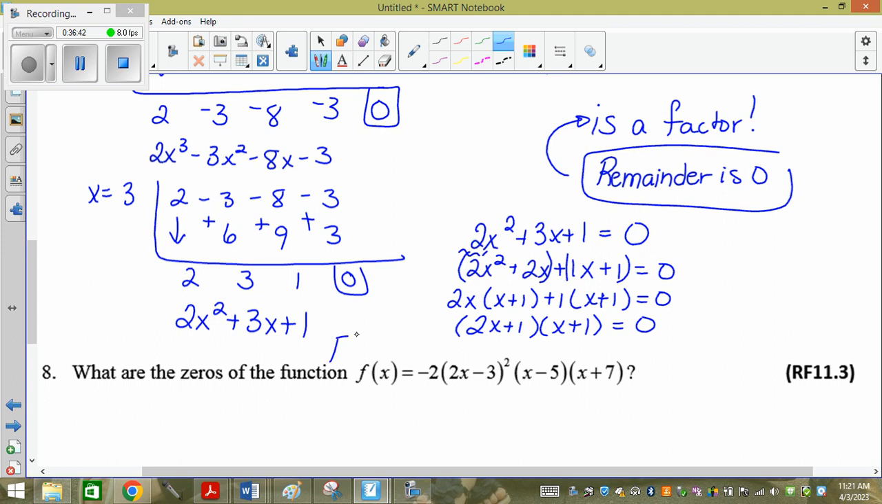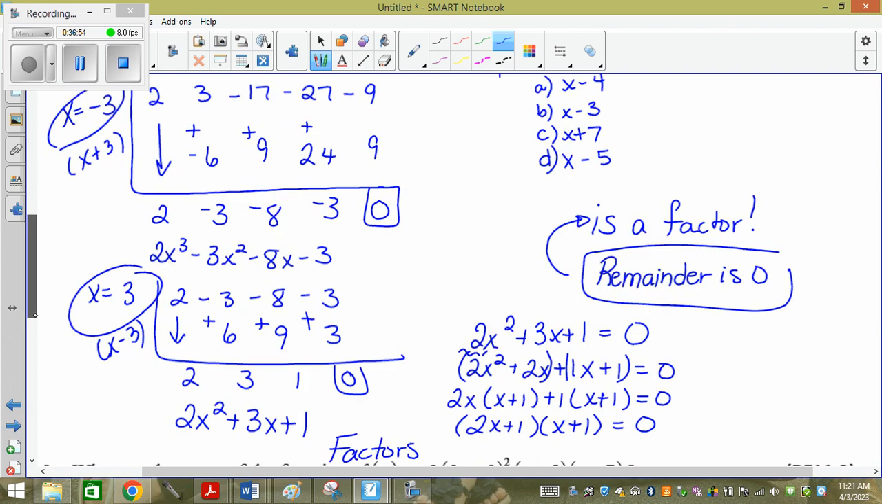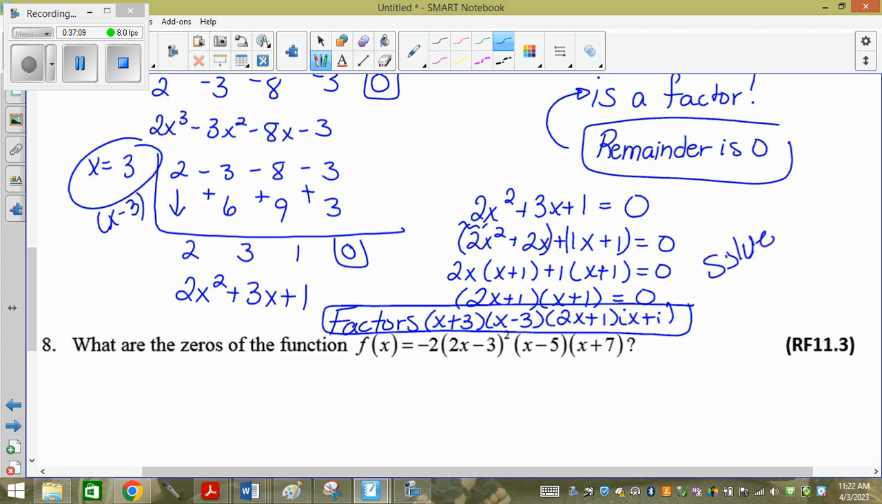Then my factors. So if I ask you what the factors are, do not forget about these. Those are my roots, but anyways, x plus 3, x minus 3. I usually write those down right away when I get them. So x plus 3, x minus 3, 2x plus 1, x plus 1. Those are my factors. If I ask you to solve, x equals plus or minus 3, negative a half, and negative 1.